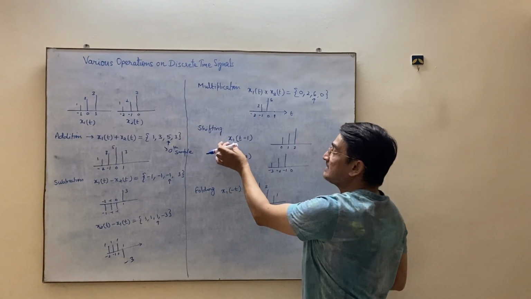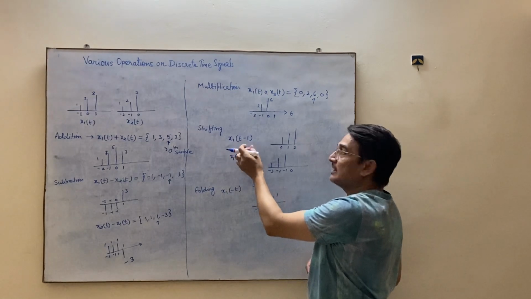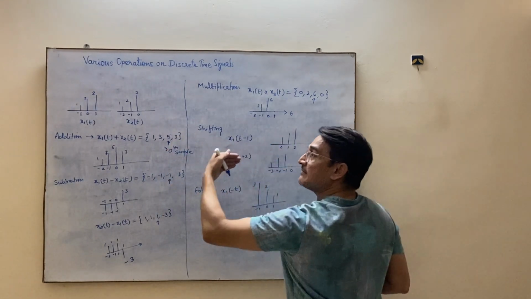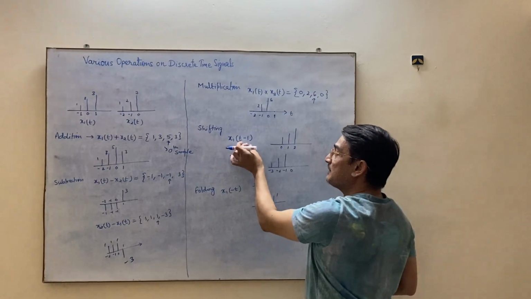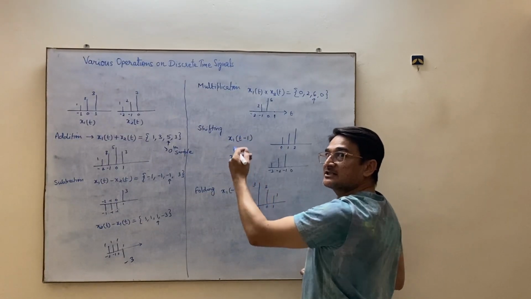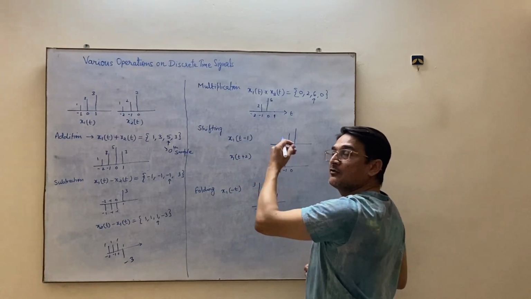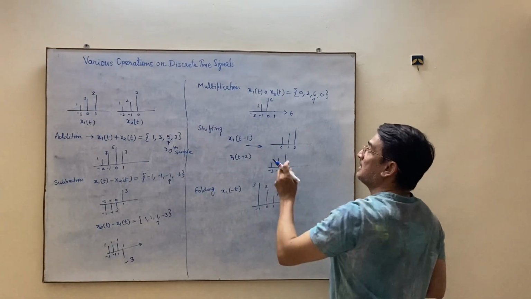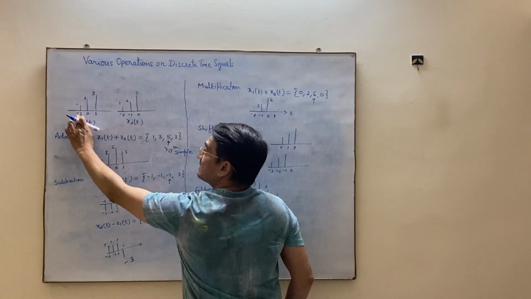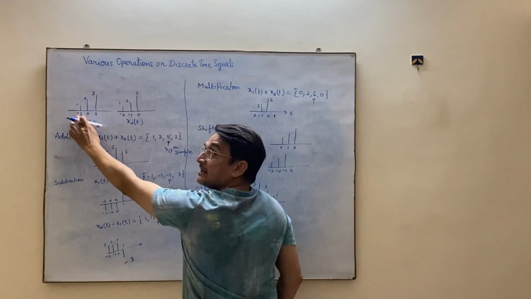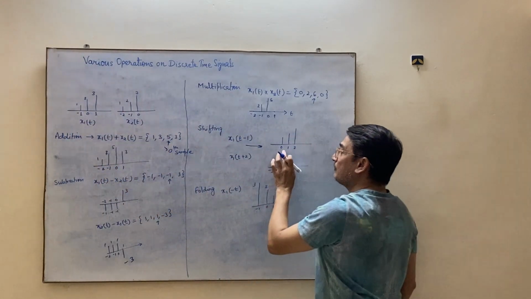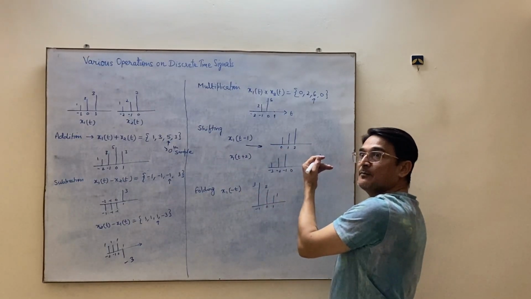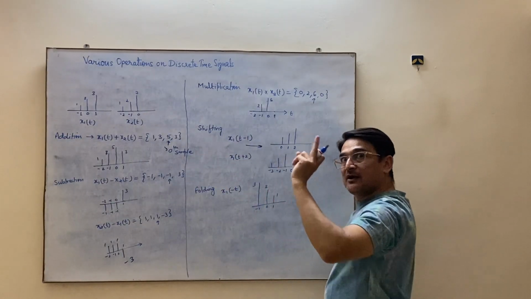So first we will see x of t minus 1. That means you are pushing your signal from left to right. T minus 1 means your signal is shifted by one sample towards the right direction. So the sample which exists at t is equal to minus 1 now will be existing at t is equal to 1, as it is shifted from left to right by one sample.